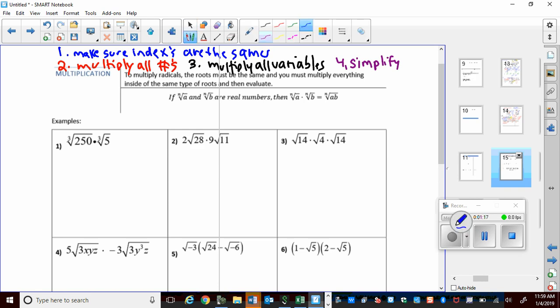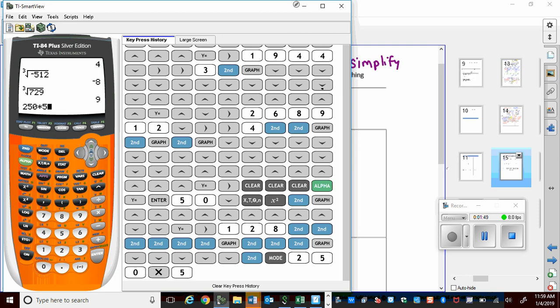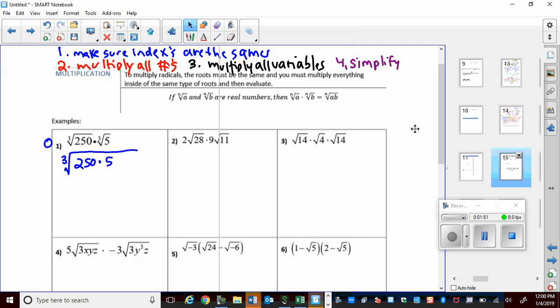Indexes for number 1 are exactly the same, right? So we're going to do number 1. I think we're going to do all of these. So indexes are the same, so I'm going to rewrite this: the cube root of 250 times 5. I'm going to go to my graphing calculator, second mode, the home screen. 250 times 5, enter. That equals 1,250.